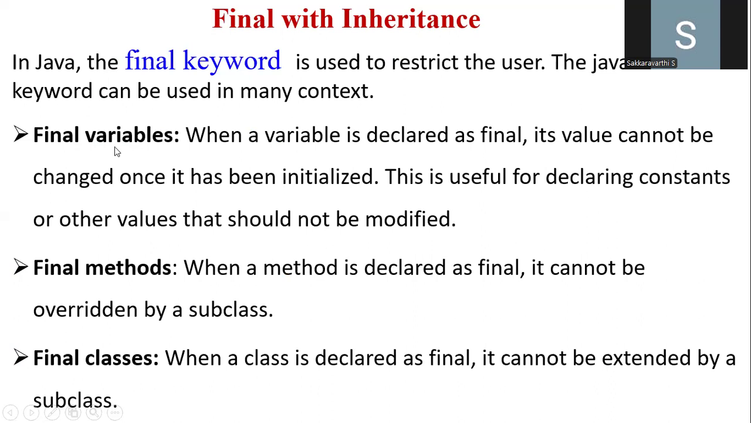When we declare the variable with final, it is said to be a final variable. The value cannot be changed once it has been initialized. That is, it's simply like constants. So this is useful for declaring constants or other values that should not be modified. For a final method, when the method is declared as final, it cannot be overridden by a subclass. And for a final class, when a class is declared as final, it cannot be extended by a subclass.